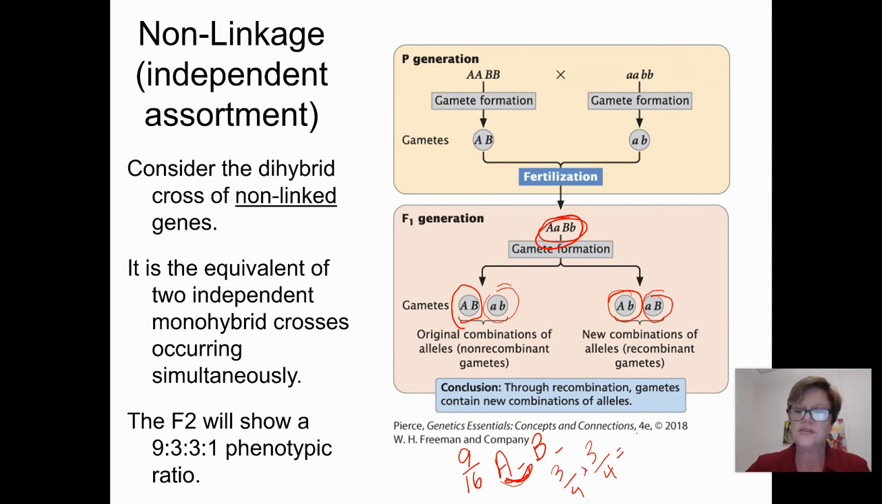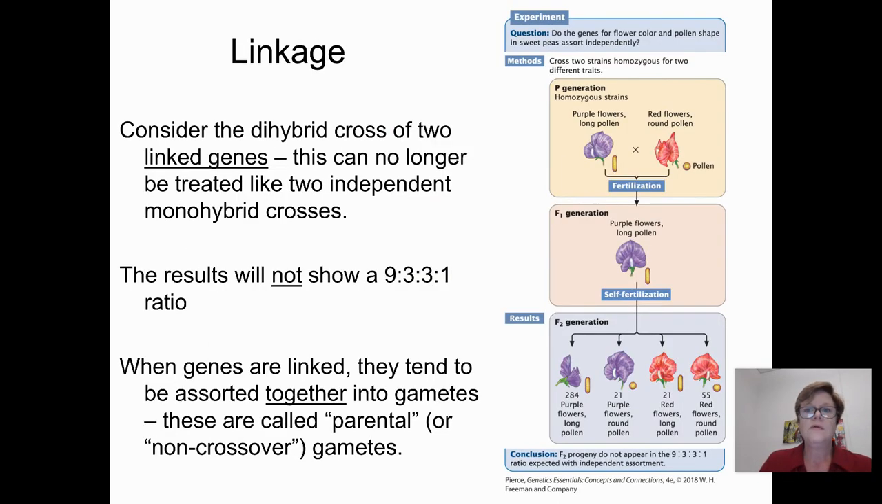And so we just treat them as if it's two independent events occurring simultaneously. And that's why that math works. But in this chapter, we're going to now address what if the genes A and B are not independently assorted? What if the genes are linked?